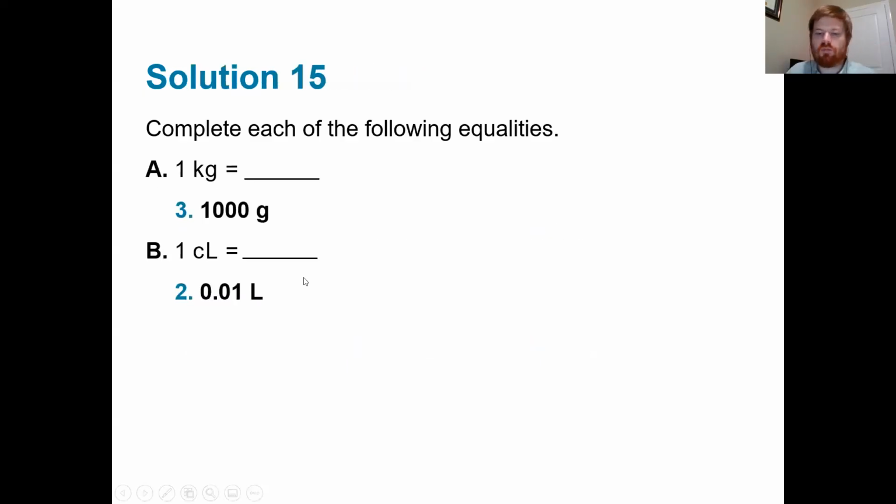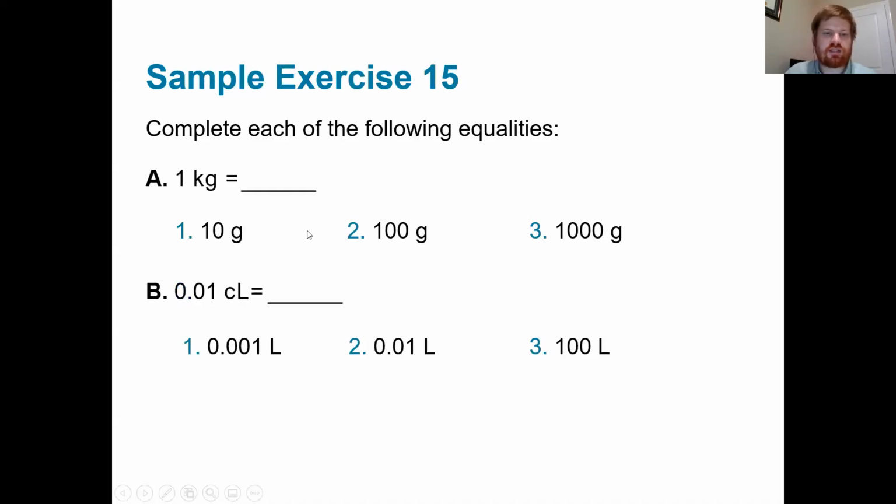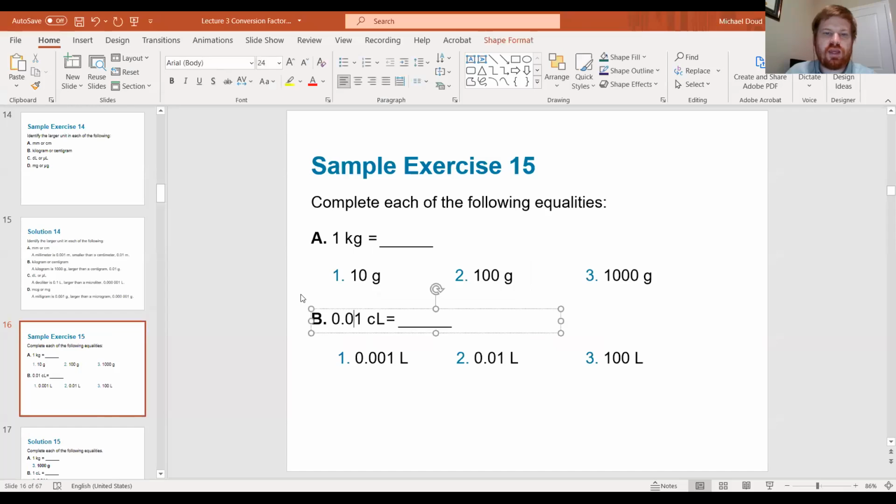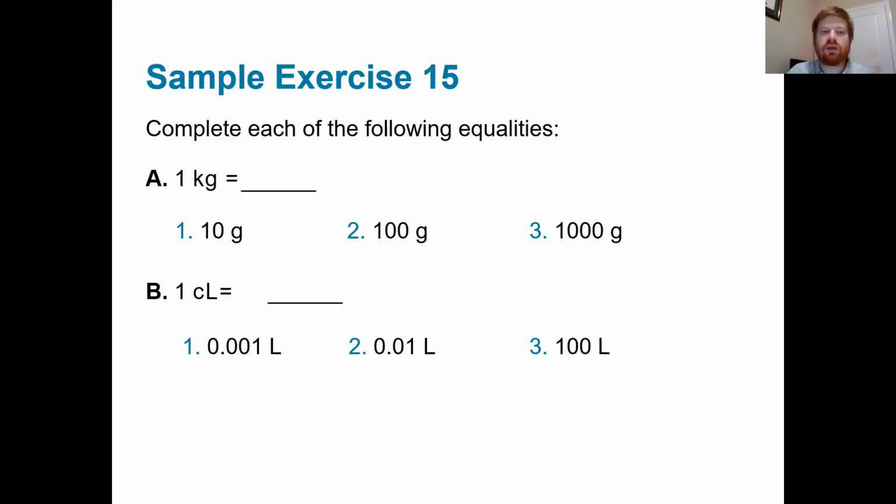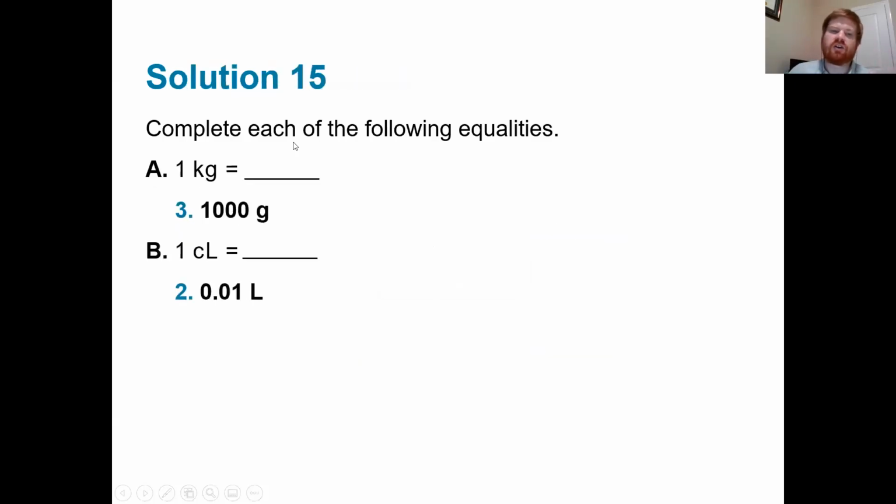Okay, now I realized here in just this last moment that there was a problem with B. We have a problem with B. This should be 1 centiliter here, not 0.01 centiliters. We haven't done that yet, so don't worry. There we go. 1 centiliter is equal to what? So go ahead, give that another shot. You already saw the answer here. It's here. 1 kilogram, of course, 1,000 grams, no problem. 1 centiliter, that means 0.01 liter, because centi means 1/100th. So it's 0.01 of a liter.